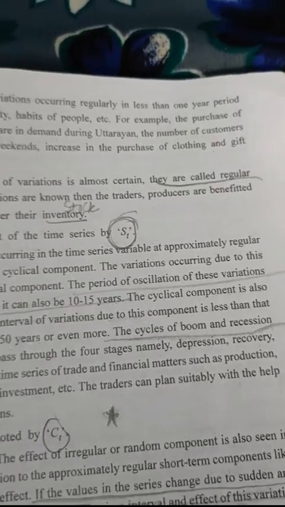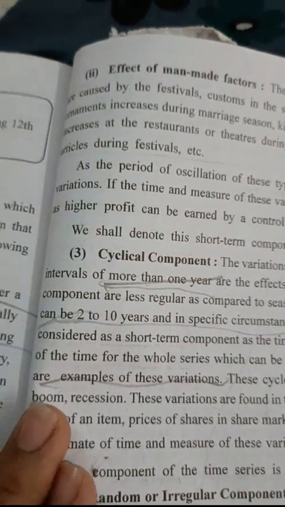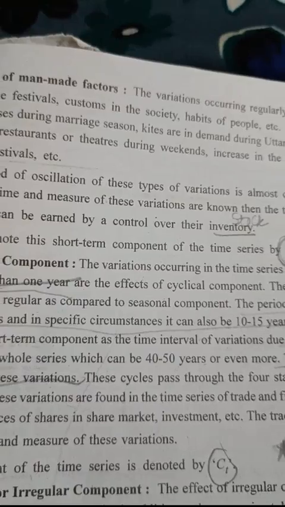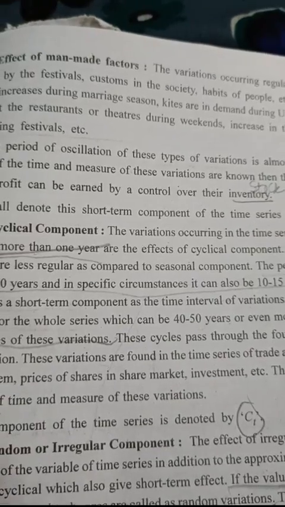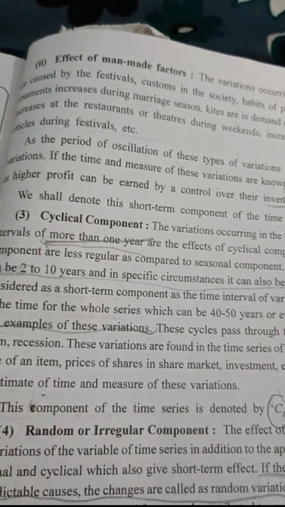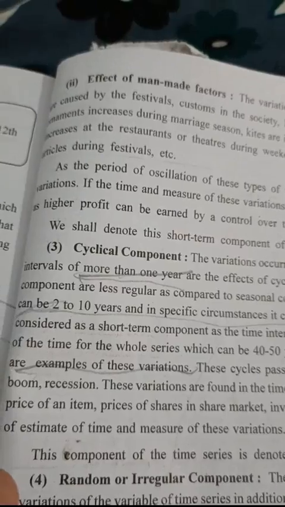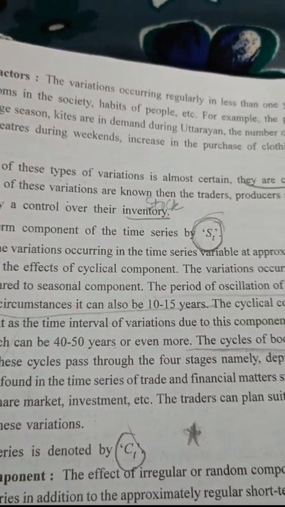The period of oscillation of this variation can be 2 to 10 years, and in specific circumstances it can also be 10 to 15 years. Now what is the variation? Up till how many years can the particular changes take place? So 2 to 10 years or 10 to 15 years.